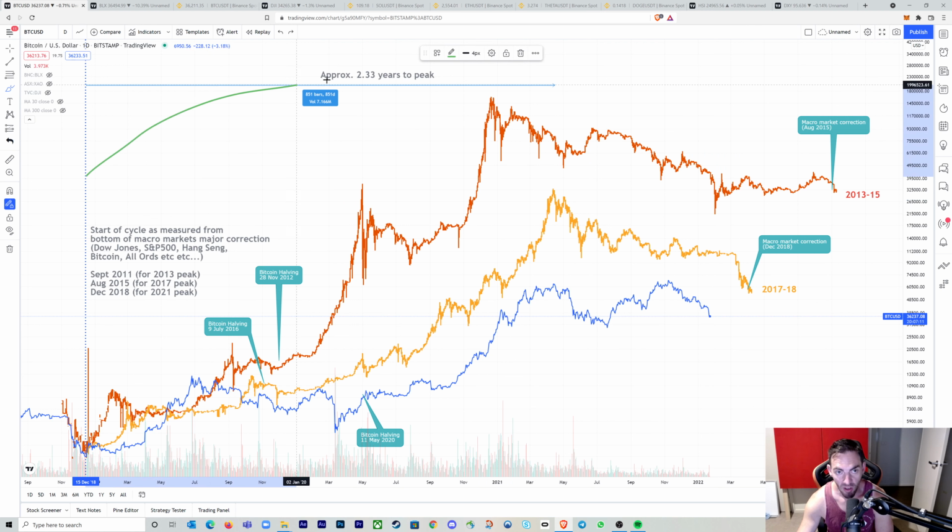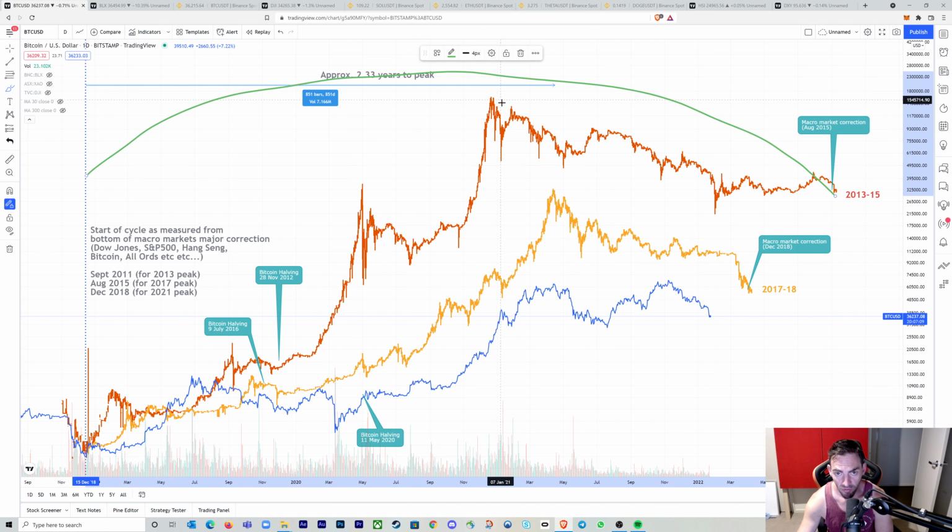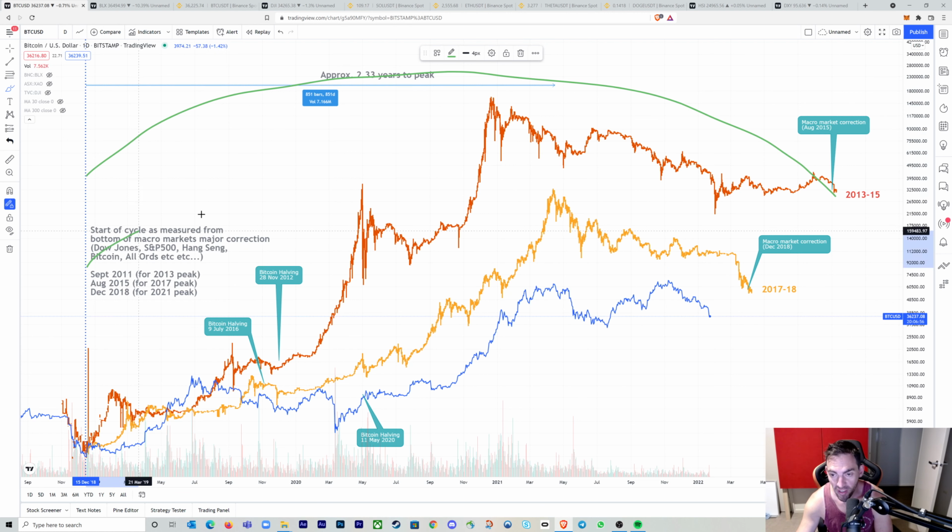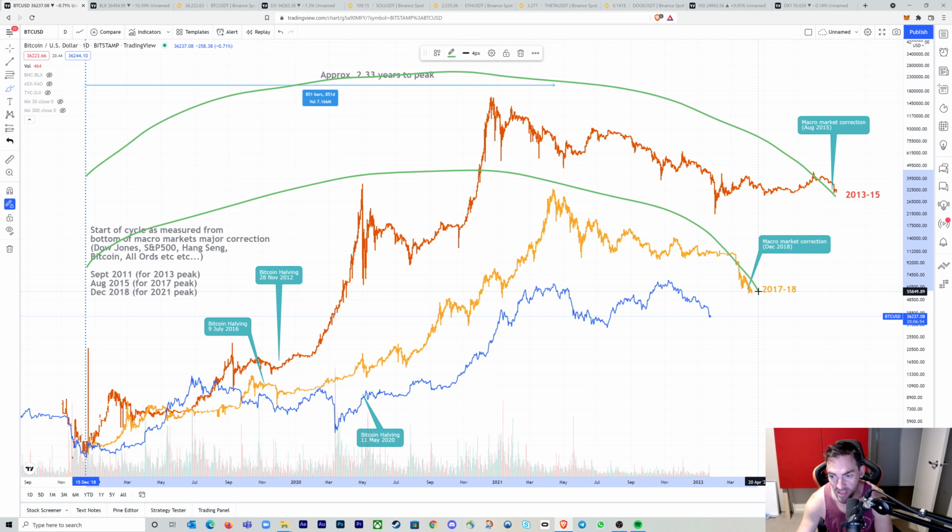So there was a 4-year cycle here for the 2013 peak. It was basically 4 years, from September to August in 2015. And then in the 2017 cycle, it was actually less than 4 years. It was more like 3.3 years. So you can see it was actually a shorter cycle. So there are some people that think we are having lengthening cycles.